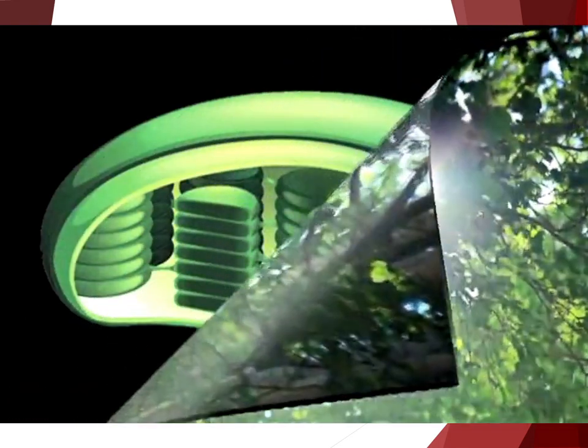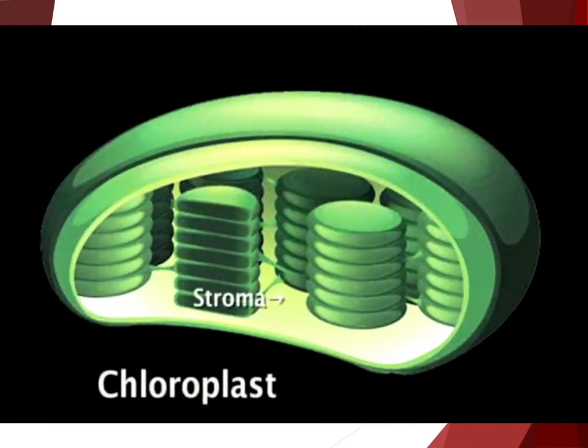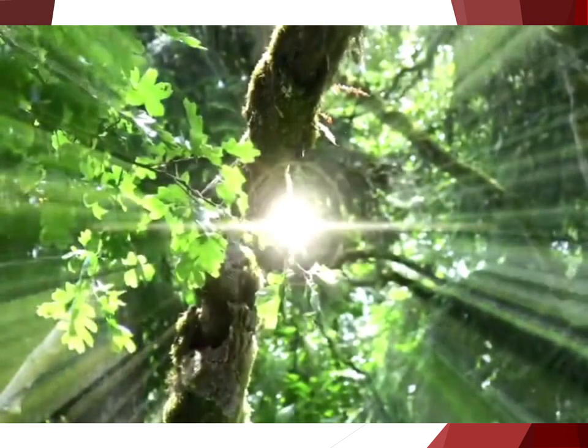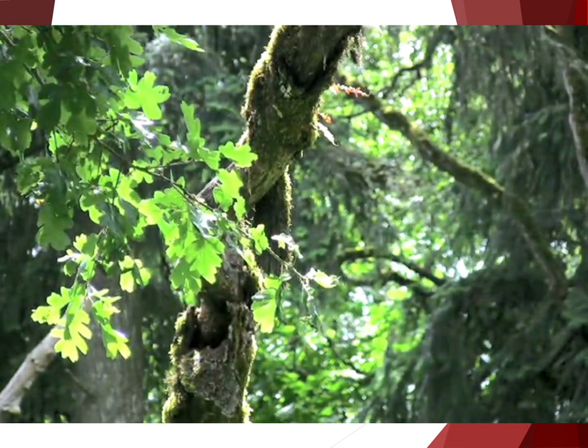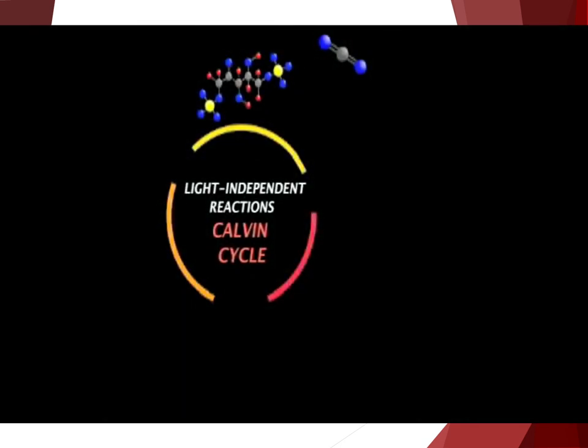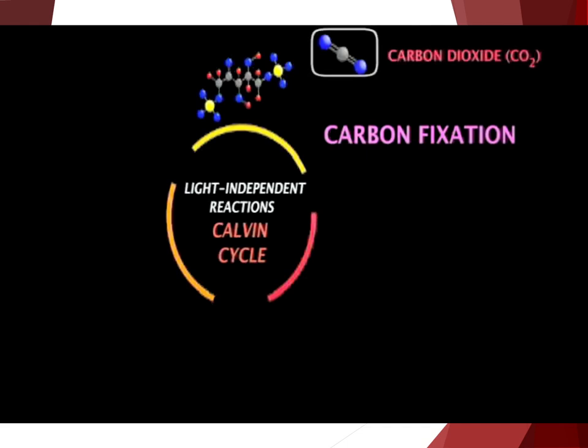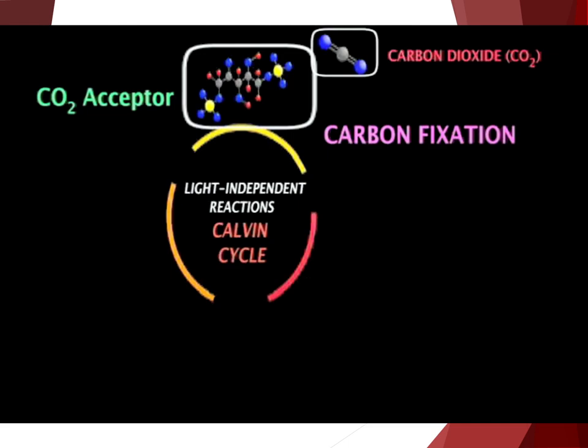These reactions occur in the fluid-filled stroma of the chloroplasts and require carbon dioxide from the air, as well as the ATP and NADPH produced during the light-dependent reactions of photosynthesis. The Calvin cycle begins with the critical process of carbon fixation, which occurs when a carbon dioxide molecule is added to a CO2 acceptor molecule known as ribulose biphosphate, or RuBP, which contains 5 carbon atoms and 2 phosphate groups.